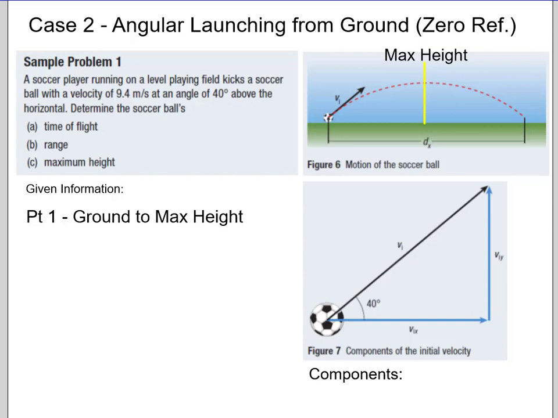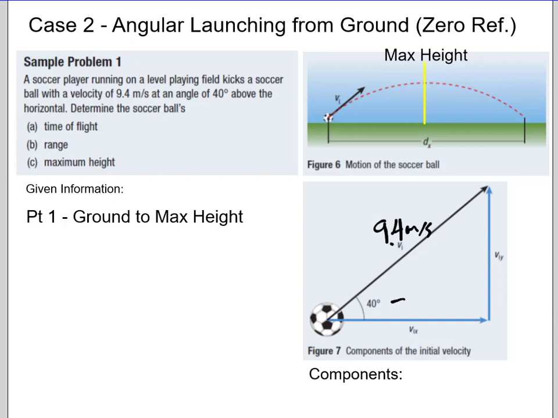So we have a picture. I've identified the maximum height somewhere at the top of this parabola shaped pathway. And then we have the components down here, the soccer ball with Vi, that's the initial velocity, so this is 9.4 meters per second. And now we're going to break it down and find Vix, the initial horizontal velocity, and the initial vertical velocity. So if we use our cosine, cos 40 times 9.4.